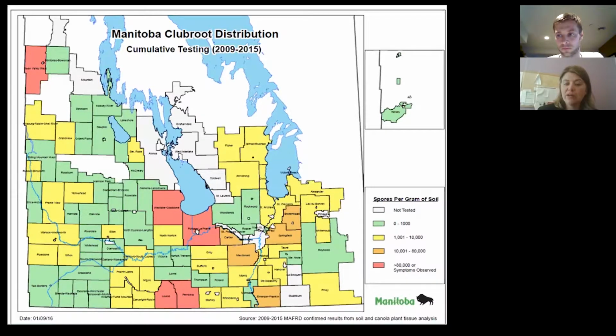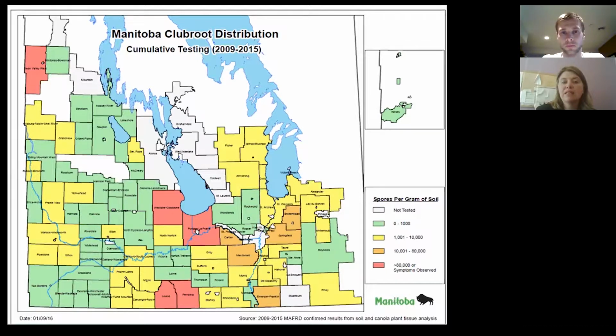Fast forward 1 year, we did realize in 2013, when we found the 2 fields that had symptoms, that there was a bit of a discrepancy between the labs with the results they were giving us. The one field where we did send the root away, we were unsure whether or not it was clubroot. It looked like a pimple or a nodule on the canola root. We sent it to 2 different labs. One came back positive, one came back negative.